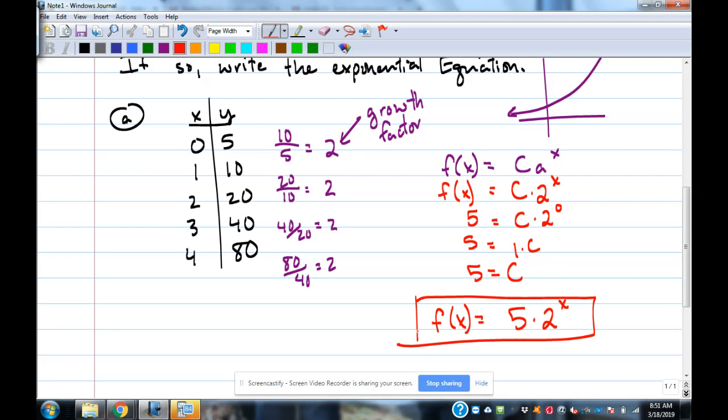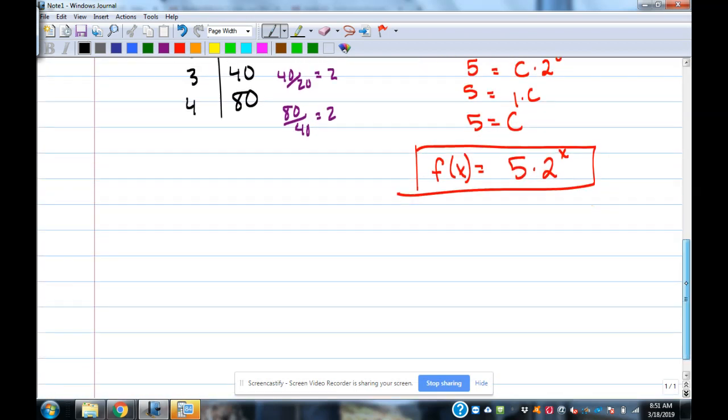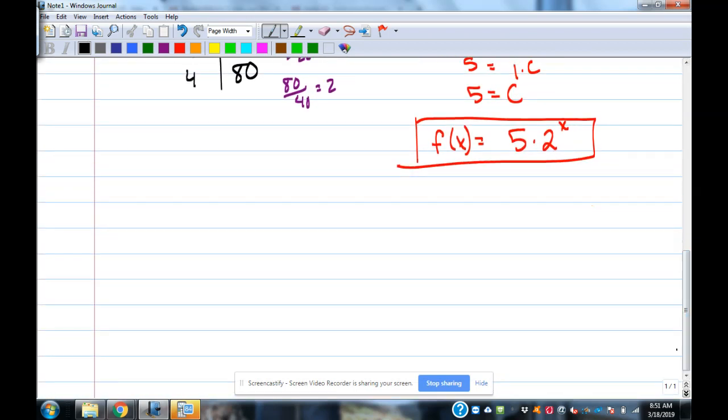And you can plug in those x values that are here and see if it got you the right y value, and it does. So we're going to find the growth factor or decay factor, depending on what it is, by the ratio of the y values, and then we're going to find out what c is by using that ordered pair. Well, you actually could use any ordered pair if you wanted to. The 0 one is the easiest one.